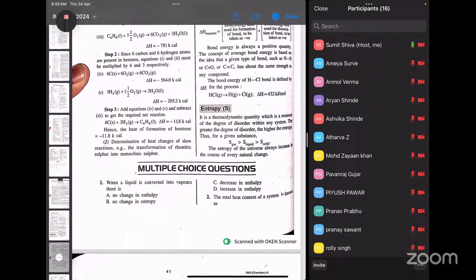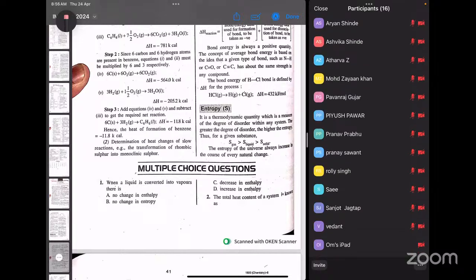First question is, when a liquid is converted into vapors: no change in enthalpy, no change in entropy, decrease in enthalpy, or increase in enthalpy? So what do you think? When a liquid is converted into vapors, then there will be an increase in enthalpy. Yes? Yes or no?